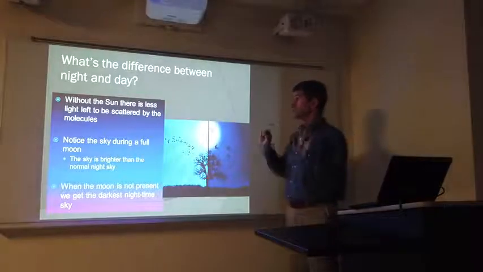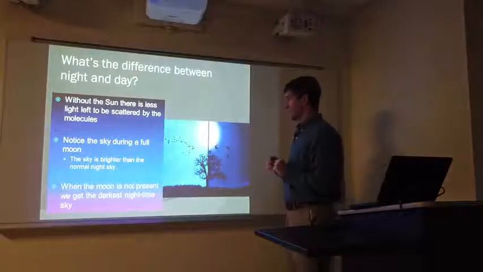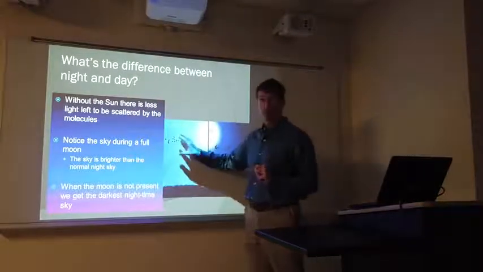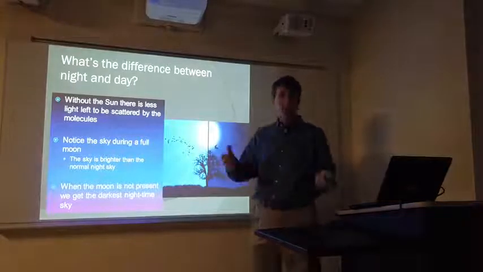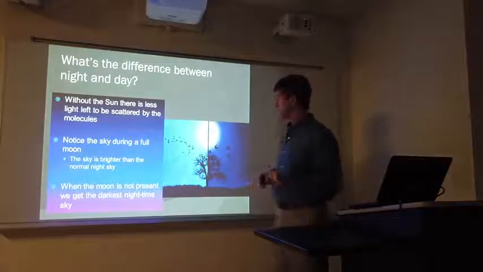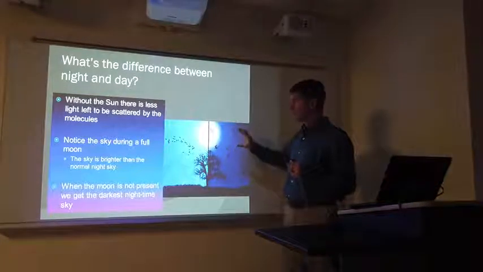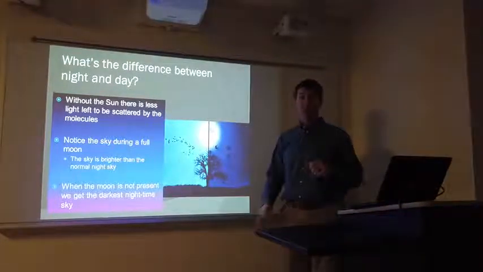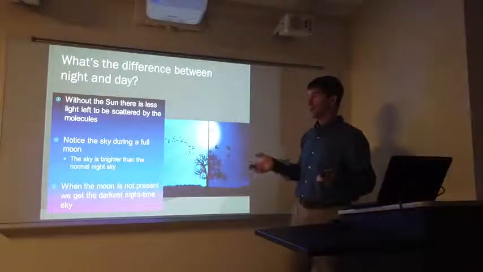Without the sun, there's less light to be scattered. So our sky goes from blue to dark. If the moon is present, there's some moonlight that's being scattered. But if we want a dark sky, we want as few light sources as possible. Now, notice the sky during a full moon.